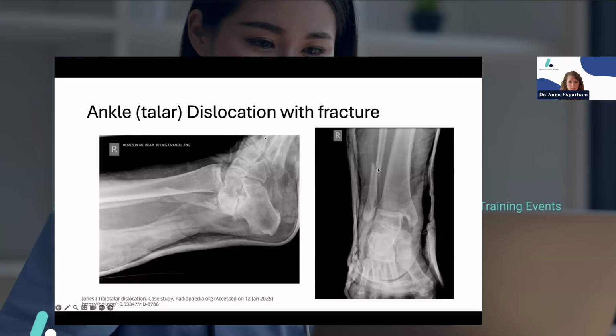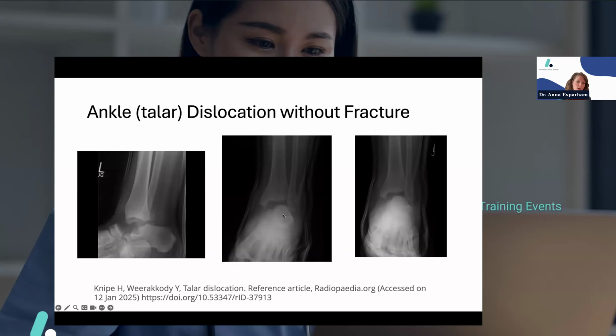Here is a dislocation without a fracture. Obviously, it's way easier to see on a lateral x-ray. You can see this whole bone is just shifted backwards where the tibia and the fibula are above it. It's a little bit more difficult to see on the anterior posterior view, but you can tell this really should be shifted up in this nice little area right here. So the radiologist would be able to tell that that was a dislocation.